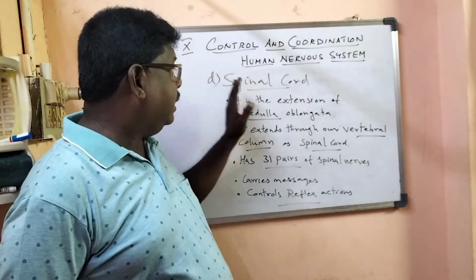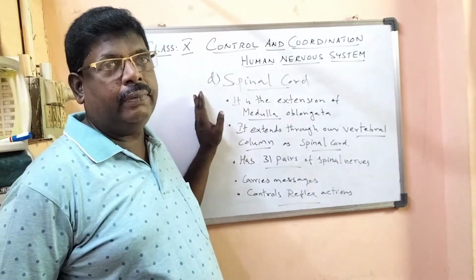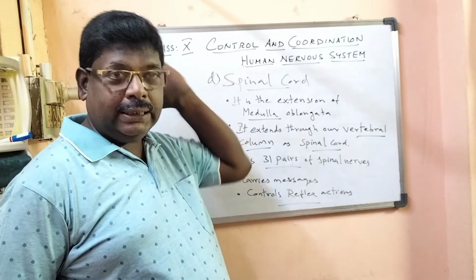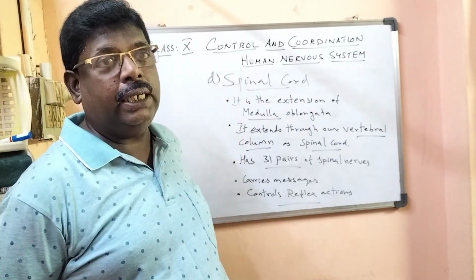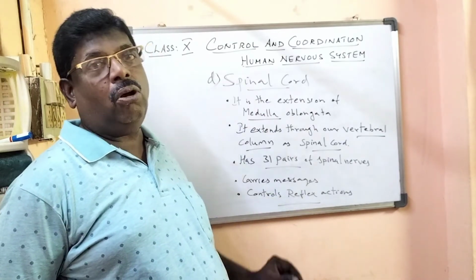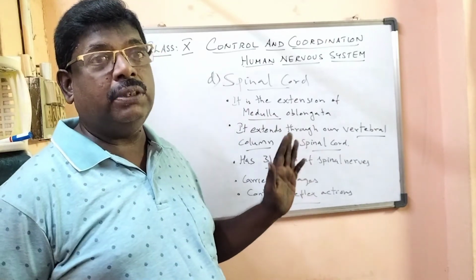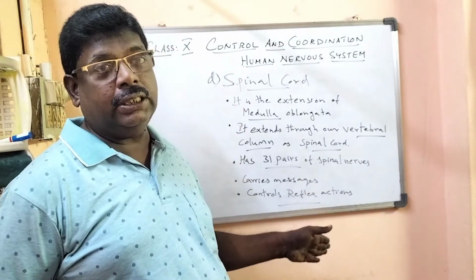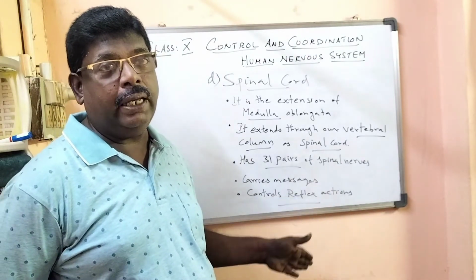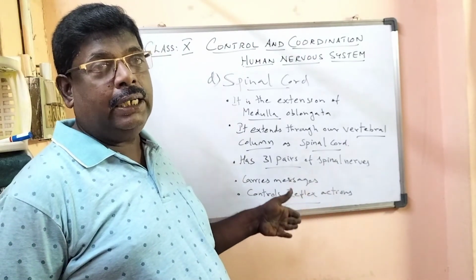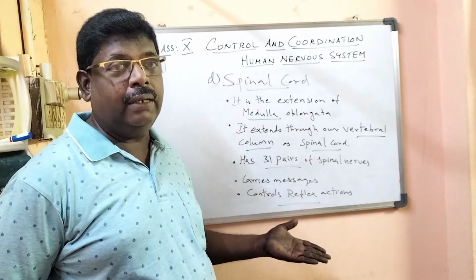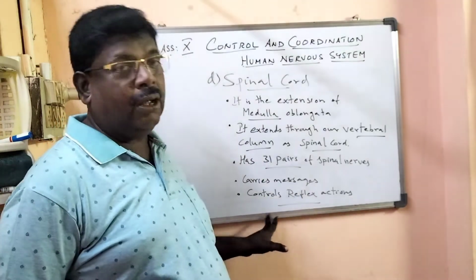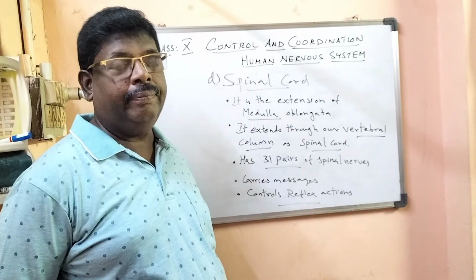The spinal cord is the extension of the medulla oblongata, the last part of the hindbrain, that extends into our backbone, that is the vertebral column, as the spinal cord. It has 31 pairs of spinal nerves. It carries messages, impulses, from the brain to all parts and also to the brain from other parts. Then it controls reflex actions.